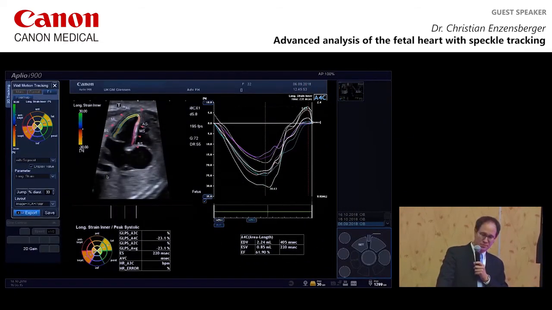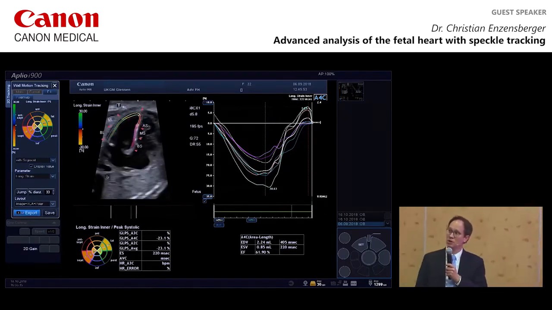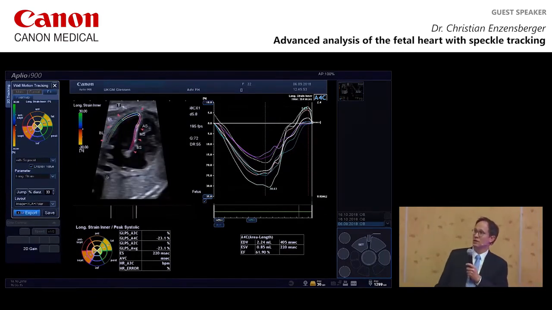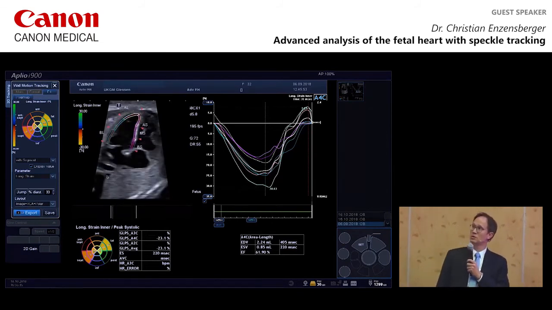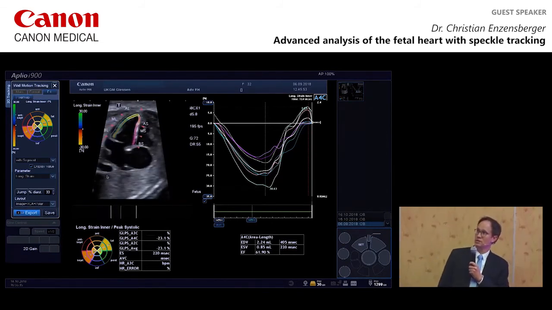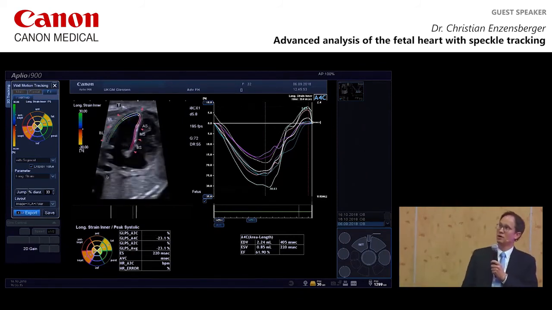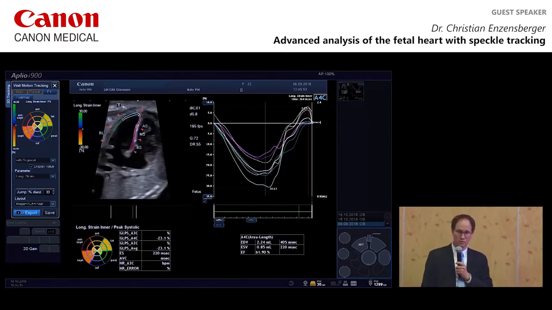and said, okay, postnatal we offer another echocardiography. So you can see here 23% of global longitudinal peak systolic strain as an average, although there's this very interesting echogenic structure.